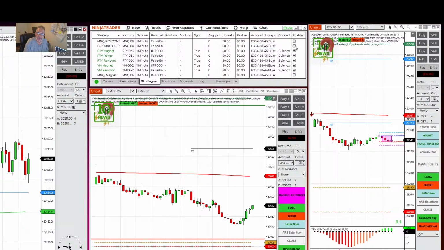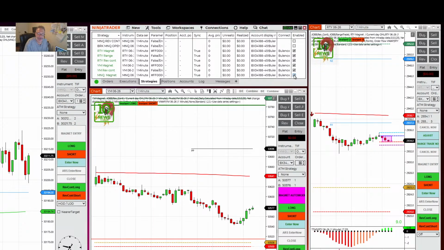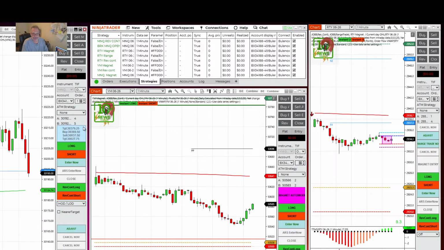MNQ magnet first because the breakout's going to fill. It's not going to give me time to adjust the bracket. Then I'll turn on the breakout and then the reverse continue. We're getting some sell-off. We often get this pre-trade volatility 5 minutes before the market opens. It's very normal.